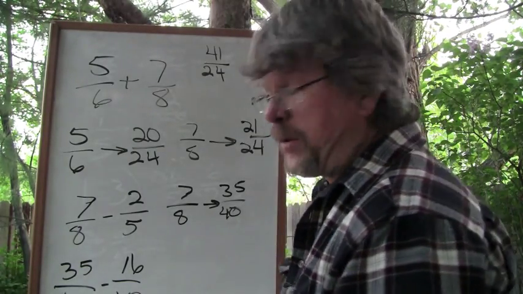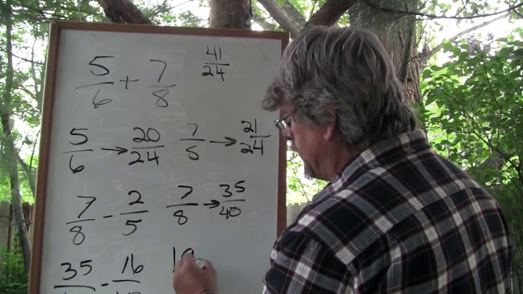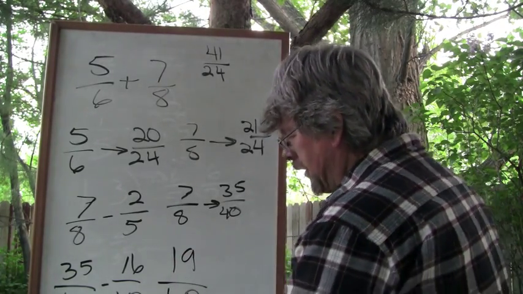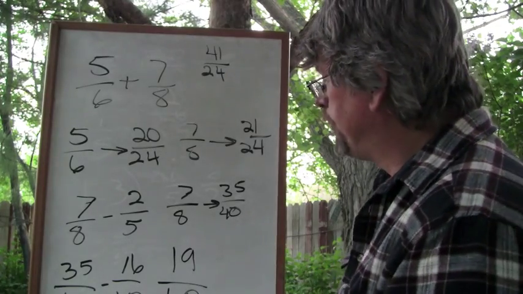35 minus 16 is what? 19/40ths. And there's your answer from the subtraction.